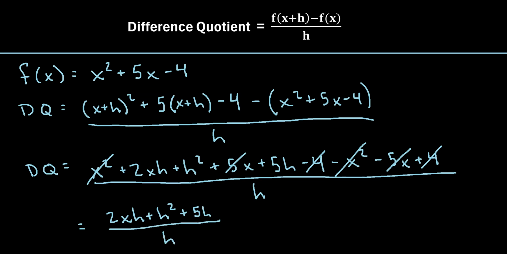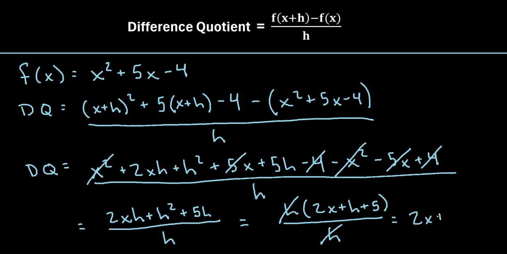Now what we'll notice is that all of the terms in the numerator have an h. So we can factor out an h and get h times 2x plus h plus 5. And that's all over h. So we'll notice that the h in the numerator and denominator cancel out, and we're just left with 2x plus h plus 5. So that is the final answer on this one. This is the difference quotient for the original function of x squared plus 5x minus 4.